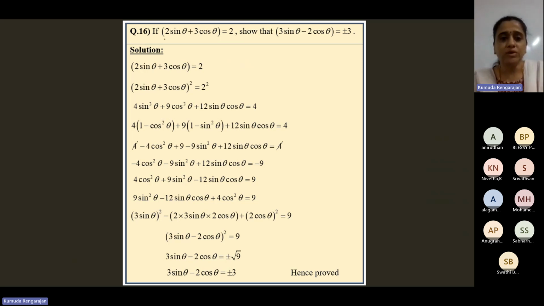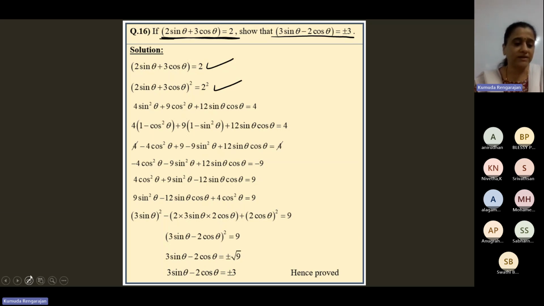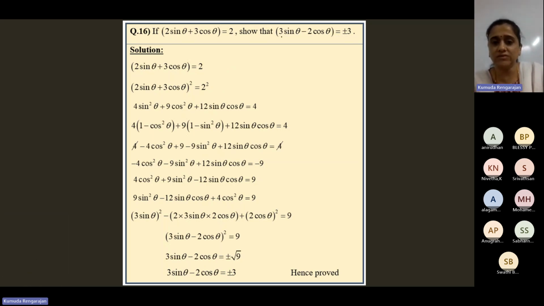So in this method, you take up the given equation, 2 sine theta plus 3 cos theta is equal to 2. Take up this equation and square it on both sides and expand it. See, we're not taking up this part. Like in the earlier procedure, we made use of this expression also. Now here in this method, we're not making use of this expression. We're going to work only with this equation which is given to us.